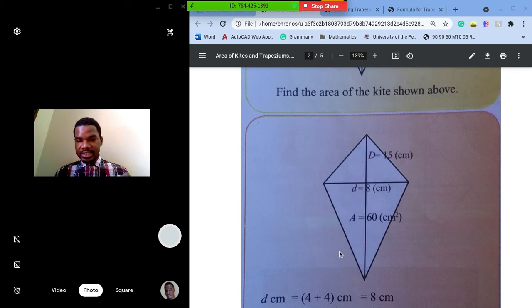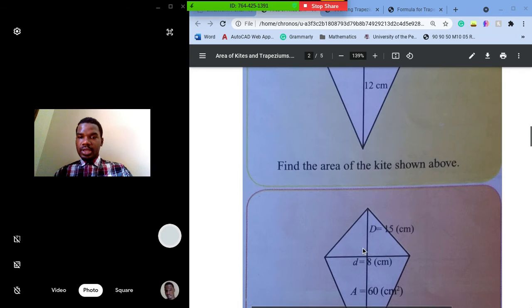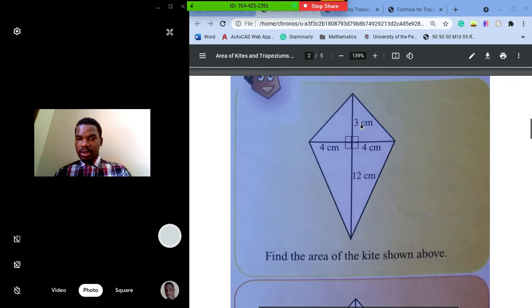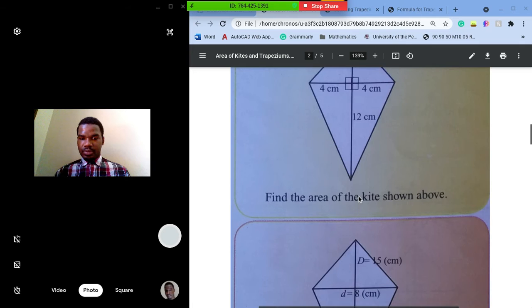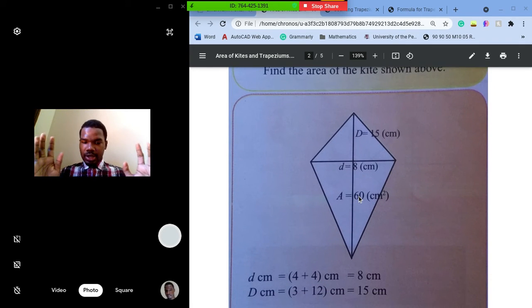Small d, the distance from here to here, is 4 plus 4, which is 8 centimeters. And now the distance from the top to the bottom, which is big D, is equal to 3 plus 12, and that gives us 15 centimeters. Does everybody understand how we got those? Everybody clear? Alright, that sounds like it's clear.